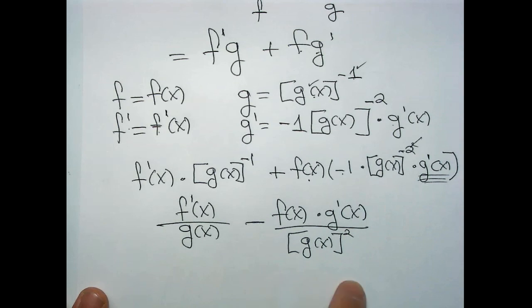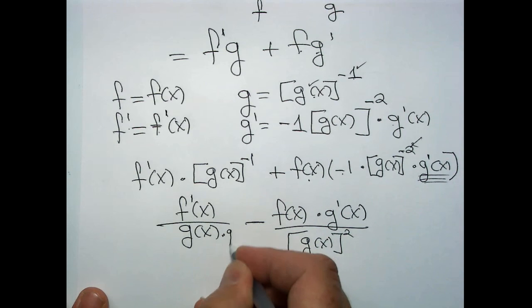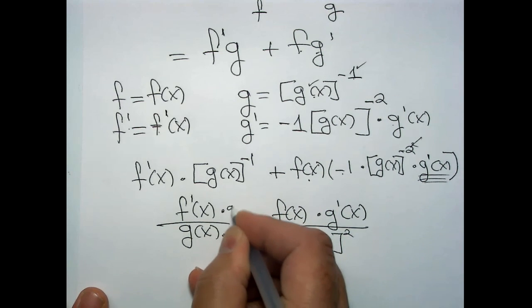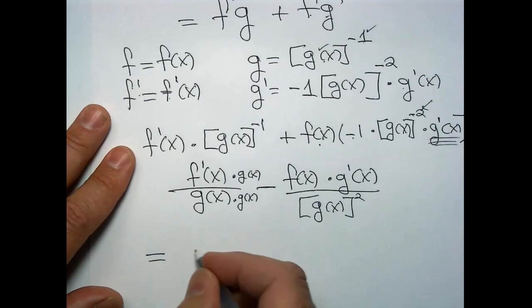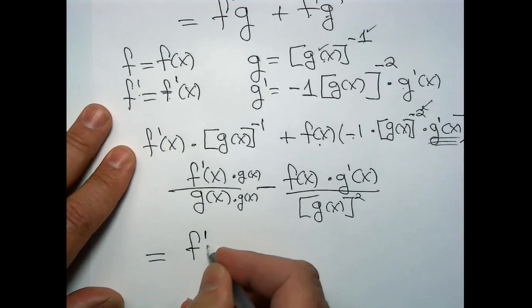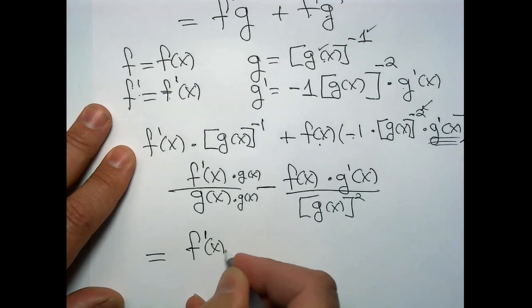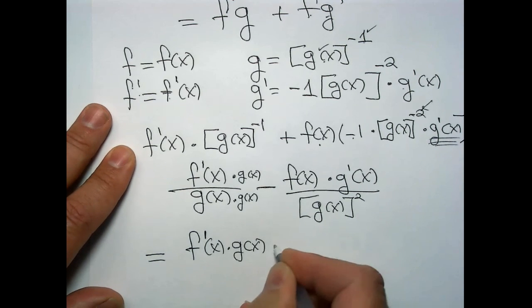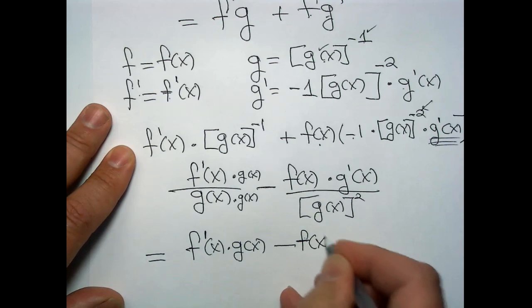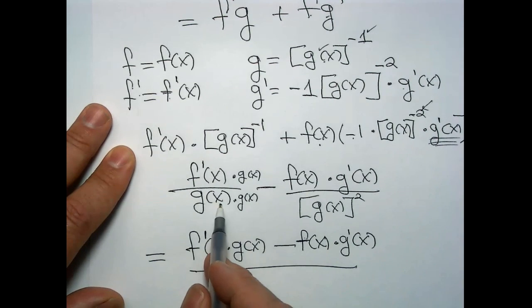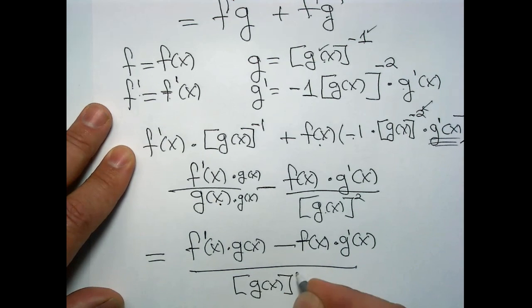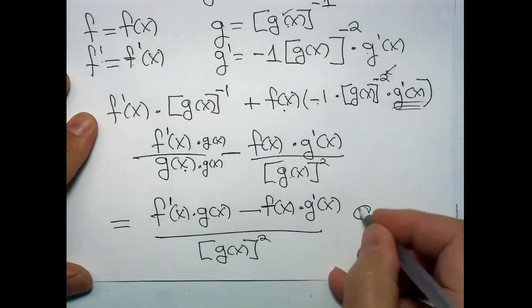Now, you want to get these two fractions to go together, and the best way to do that is to multiply by g of x on the bottom and g of x on the top, and I think we just discovered the quotient rule. It's F prime G minus F G prime all over G squared. It's the same thing. So this we refer to as the quotient rule.